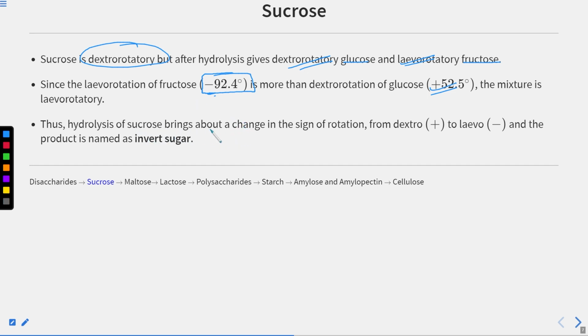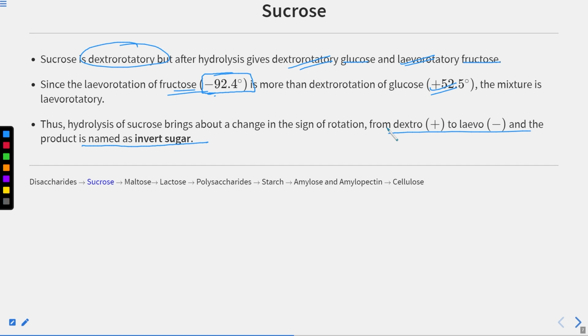Now the hydrolysis of sucrose brings about a change in the sign of rotation from dextro to levo, and the product is named invert sugar. So this is called invert sugar. We can put a general statement here: if you are taking 2 monosaccharide units and joining them through a glycosidic linkage, then the final optical activity, whether it will go to dextro or levo, will be defined by that monosaccharide which has the greater magnitude of rotation. We can see here the example of fructose. Okay, clear?